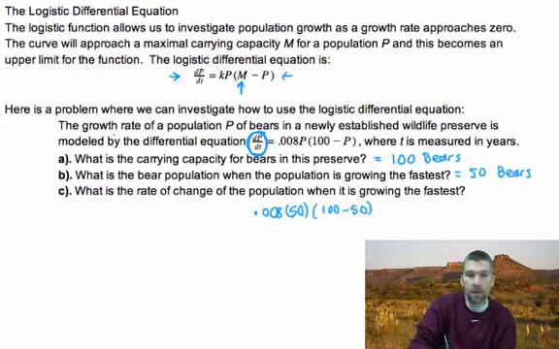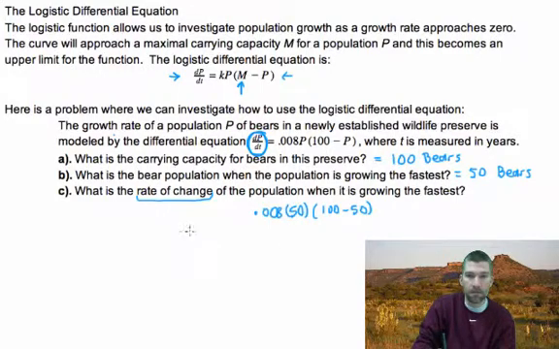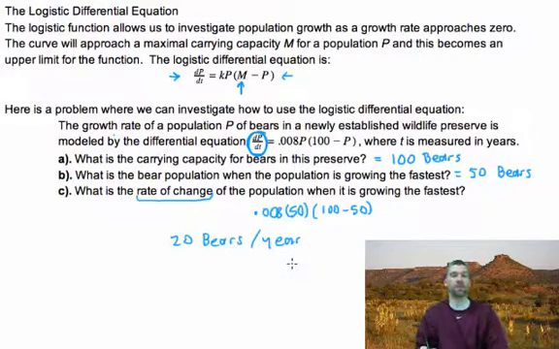And what is the rate of change when the population is growing fastest? I got 20 bears per year. You're going to get 20 on this, but think about what you're talking about. You're talking about population of bears over a set piece of time, which in this case would be years. Okay? So this is a simpler logistic differential equation. Remember, we can actually integrate this and do some really neat things with it, and that's actually the next step.